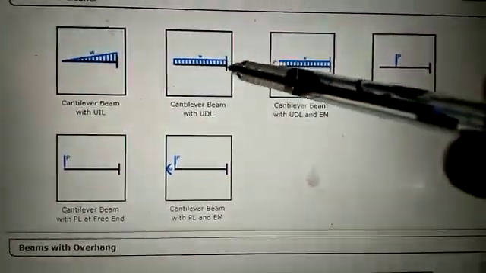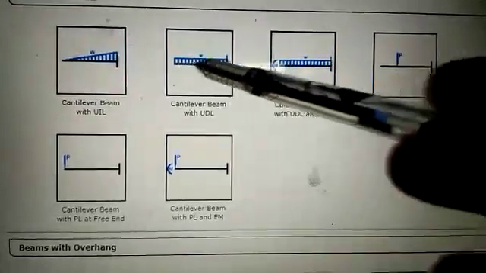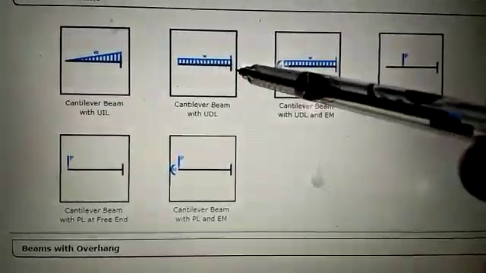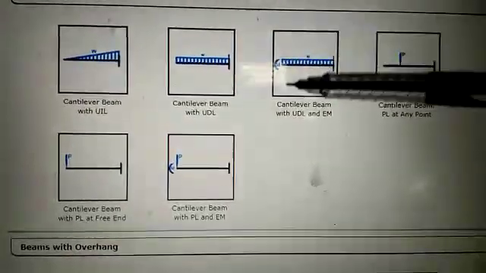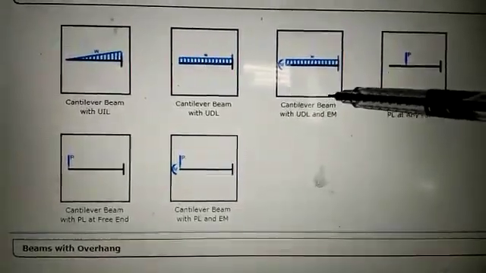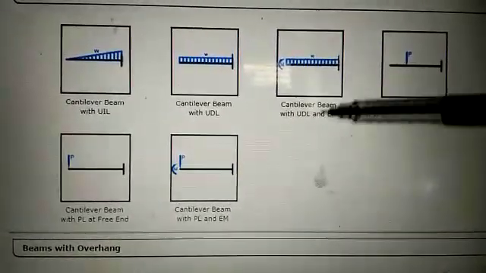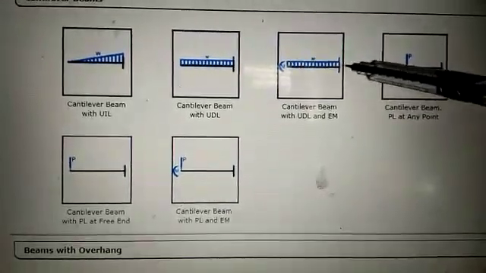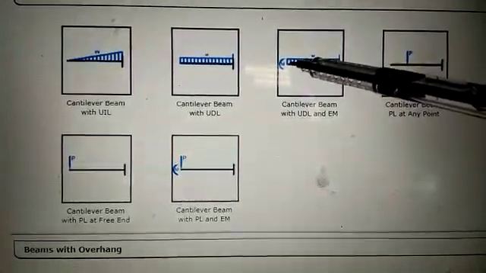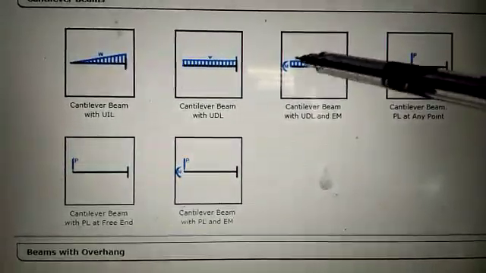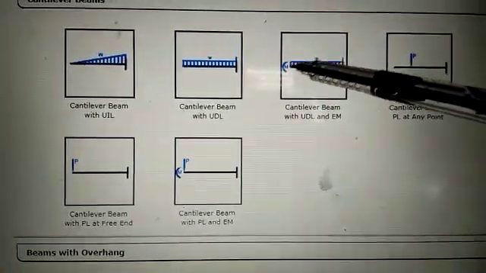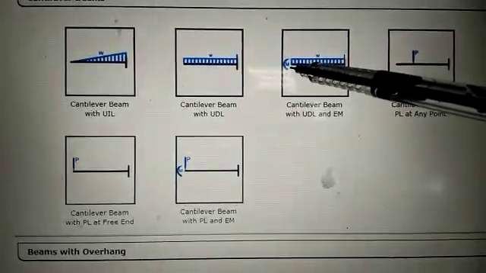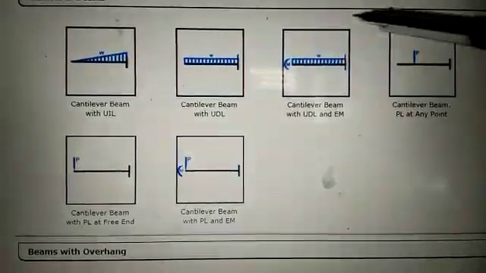So on cantilever beam, the uniformly distributed load is applied on the whole length of the beam. This is the beam in which uniformly distributed load is applied, and this uniformly distributed load is applied on whole length of the beam, and on the free end a moment will also be applied whose amount is M.